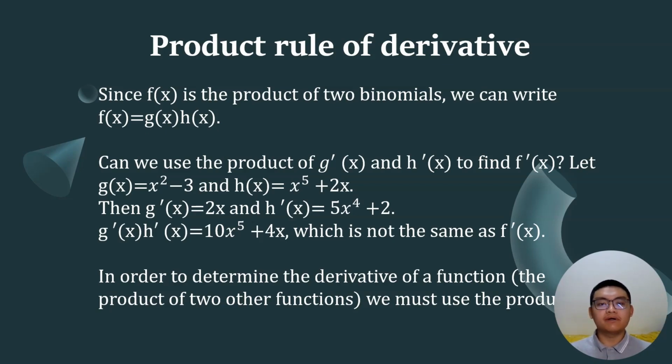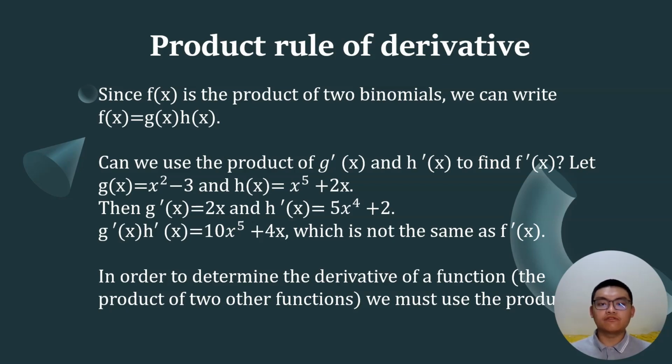Let's try an example. Let g of x equal x squared minus 3 and h of x equal x to the power of 5 plus 2x. Then g prime of x equals 2x and h prime of x equals 5x to the power of 4 plus 2.